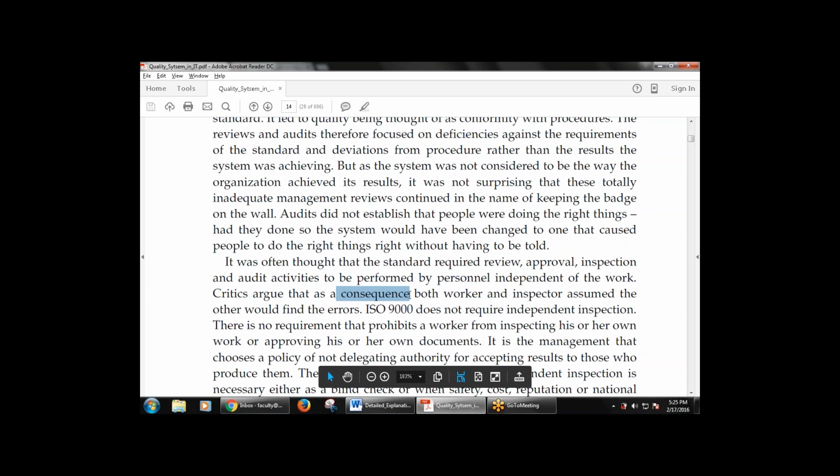Critics argue that as a consequence, both the worker and the inspector assumed the other would find the error. That means the other would find the error in the response, taking the response from ISO 9000, which does not require independent inspection. There is no independent inspection carried out, but the inspection will be carried out on the activities or the procedure that will be used in the activities.